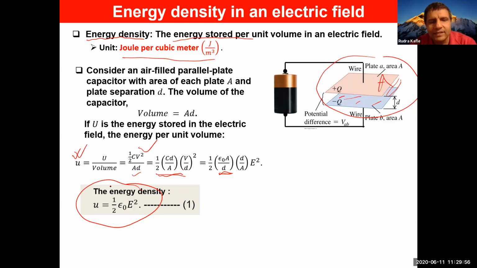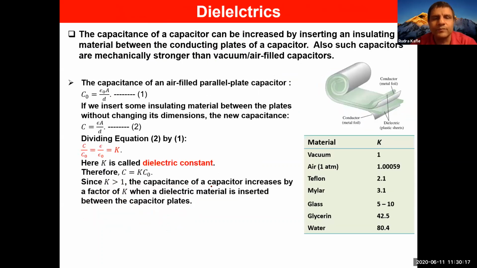Energy density, that is energy per unit volume, is half epsilon naught, which is permittivity of free space, 8.85 times 10 to the power minus 12. I'll give you that number in the exams. In homework, you can consult your book. And E is the electric field. So that's how we can calculate the energy density, right?